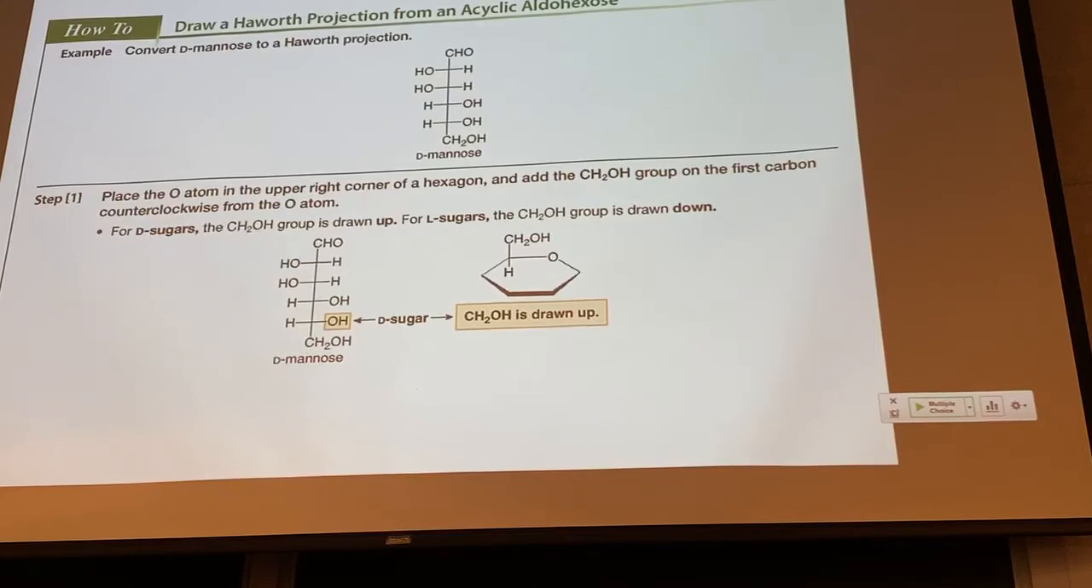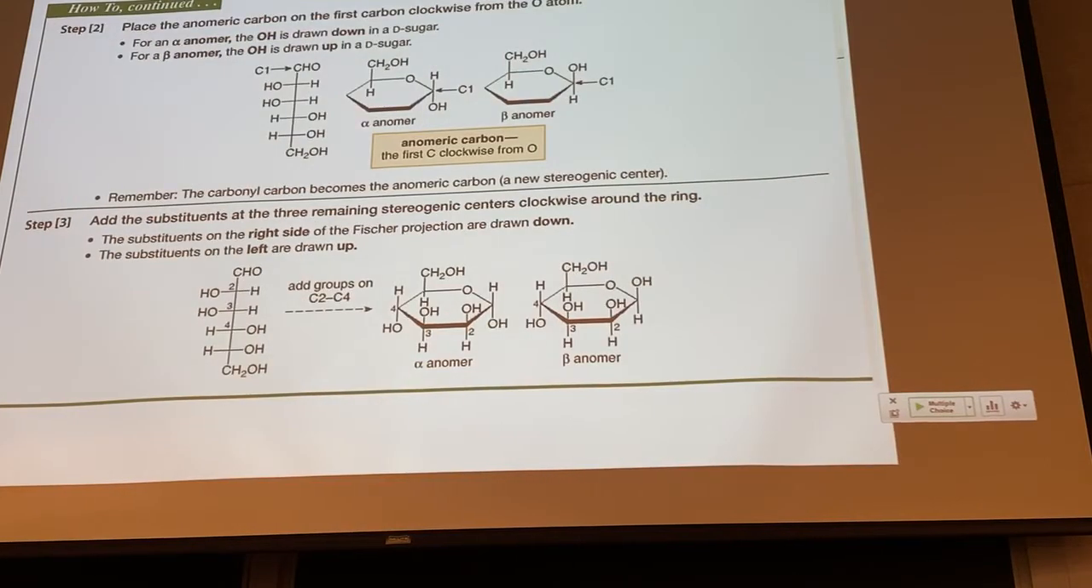Okay? So once we've done that, the next thing we're going to do is look at the anomeric carbon. And we will orient the OH group of the anomeric carbon depending on which anomer we've been asked to draw. If we've been asked to draw a mixture of anomers, then we would draw both. Remember, alpha has the OH group cis to the primary alcohol. So if it's a D sugar, that OH is always going to be pointing down in the alpha anomer.